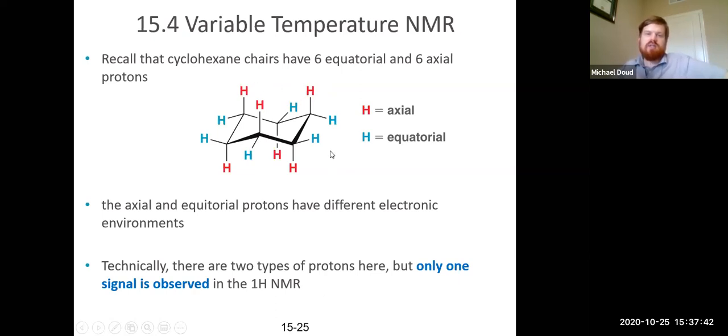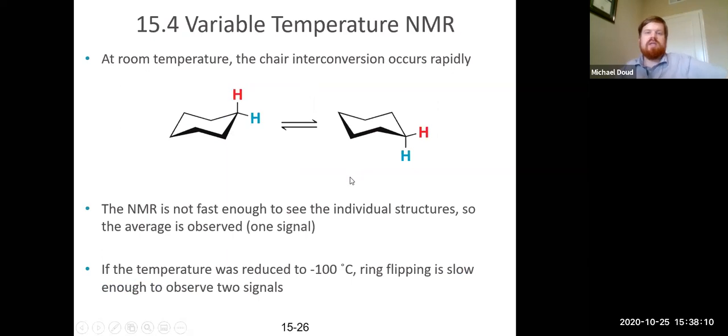There's the axial protons and the equatorial protons. These are different electronic environments. The ones up here are experiencing 1,3 diaxial interactions, and the equatorial ones don't have that same issue. Yet, when we actually look at the NMR spectrum, you would expect to see 2 different types of protons. We only see one because they're just flipping between axial and equatorial too fast for us to see.